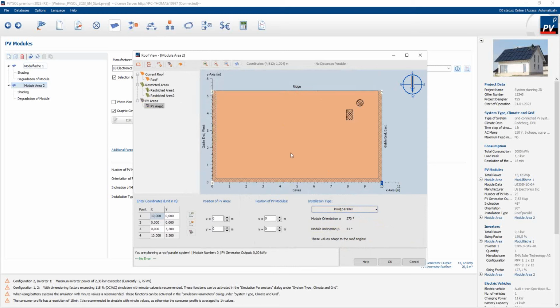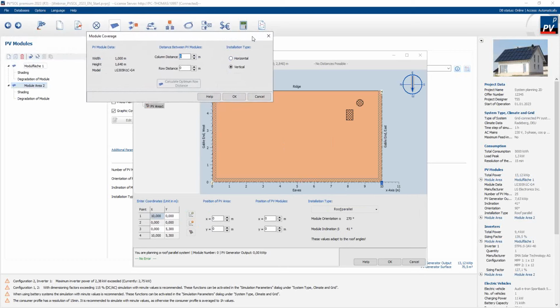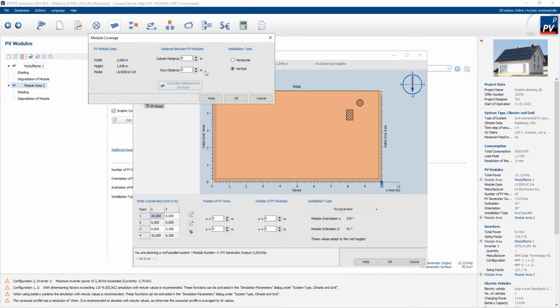And yeah, to place the modules on the roof, you have to do a right mouse click within the coverable area, and then you can cover automatically. And if you would like to edit your PV area beforehand, this means that you can decide about the installation type, if it should be a horizontal or vertical module installation, and if you would like to take into account the horizontal and vertical distance between the modules, then you have to edit it beforehand.